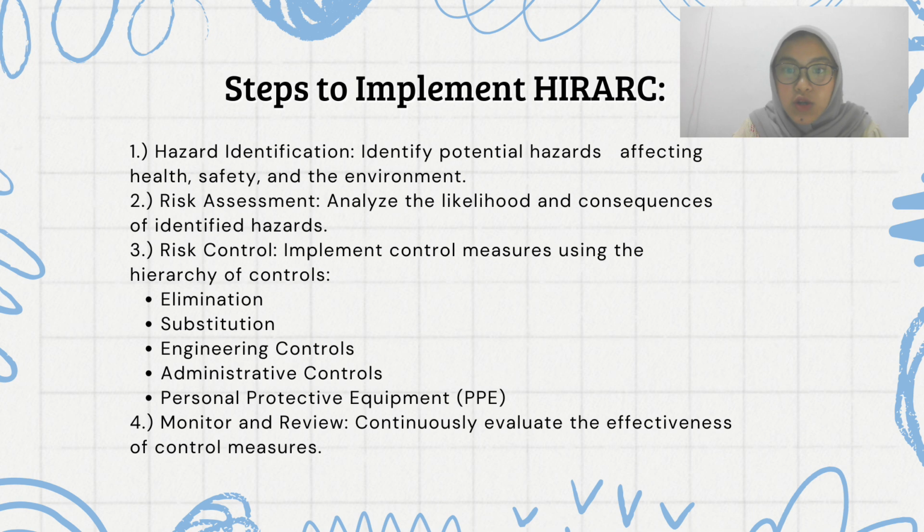3. Risk control. Implement control measures using the hierarchy of control: elimination, substitution, engineering control, administrative control, and personal protective equipment or PPE. 4. Monitor and review. Continuously evaluate the effectiveness of control measures.